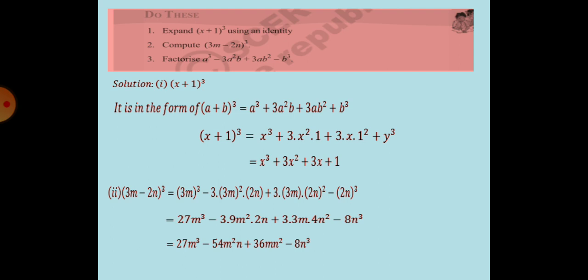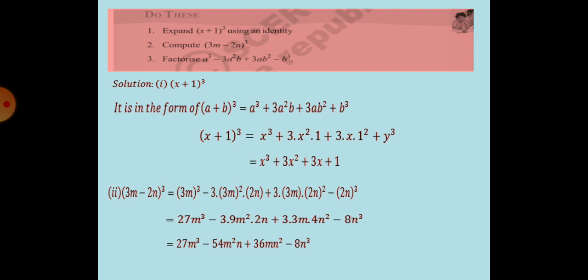And now next we will be using the a plus b whole cube identity and the a minus b whole cube identity in these problems. x plus 1 whole cube. This is nothing but cube of a binomial. So it is in which form? a plus b whole cube is equal to a cube plus 3a square b plus 3ab square plus b cube. So we will be replacing a by x and b by 1. So x plus 1 whole cube is equal to x cube plus 3x square into 1 plus 3 into x into 1 square plus 1 cube.